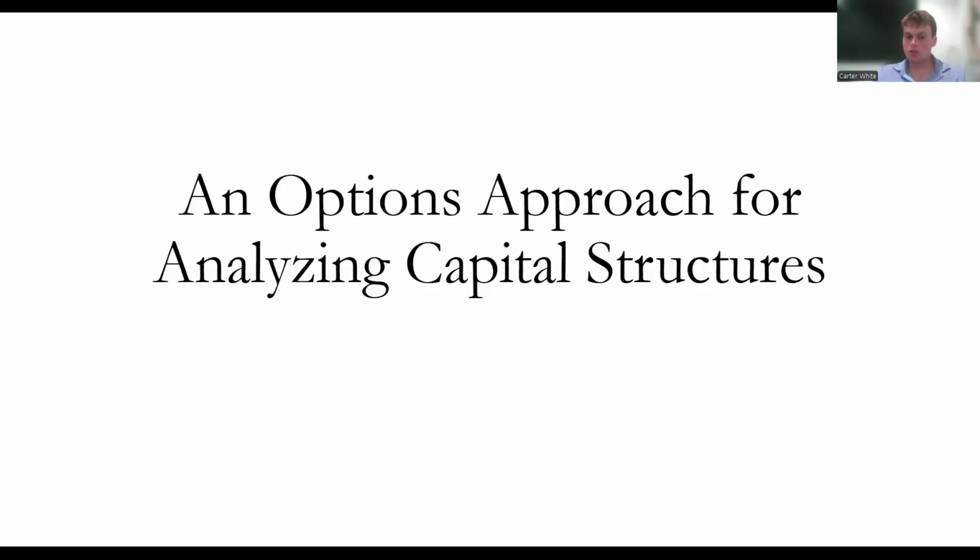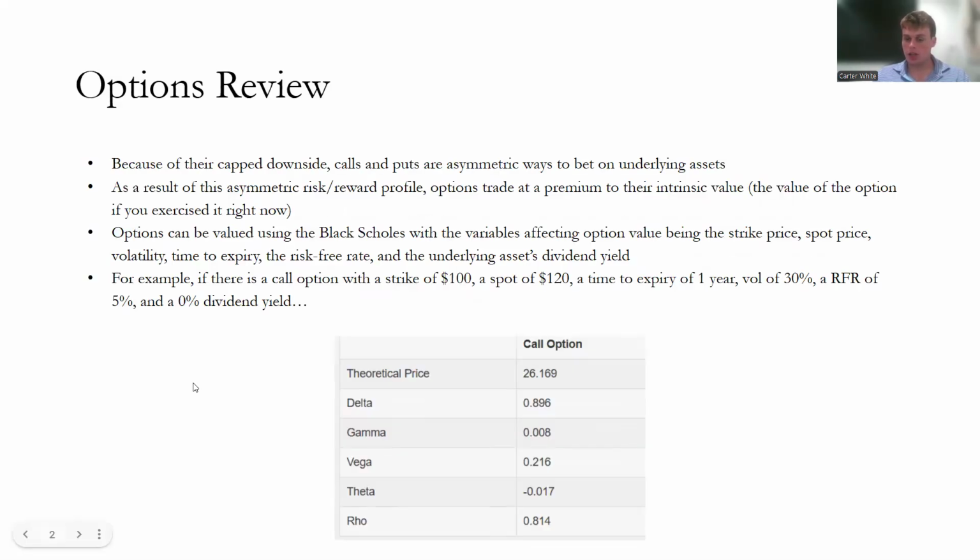Hello, y'all. Today I'm going to be talking about how you can analyze capital structures using options. You'll recall in my last video, I talked a lot about how options are an asymmetric way to bet on underlying assets. This is because you have a premium that you pay, which is your capped downside. In the case of calls, you have an unlimited upside. In the case of puts, you have a lot of upside, a lot more than the premium that you're paying.